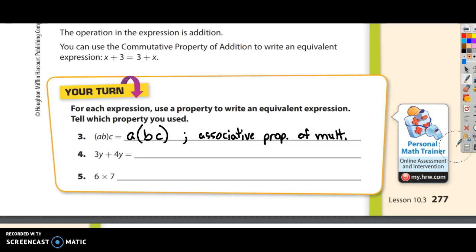All right, number 4. 3y plus 4y. So this is exactly like the one I just showed you, how you can multiply by 3 first, or you could actually add first. Since this says 3y plus 4y, we could actually just add up the 3 and the 4 first, and then we're going to multiply the whole thing by y. And you can put the y at the beginning or the end, it doesn't matter.